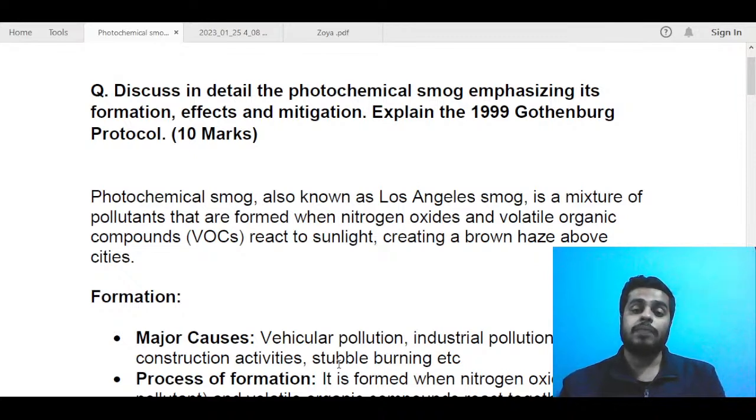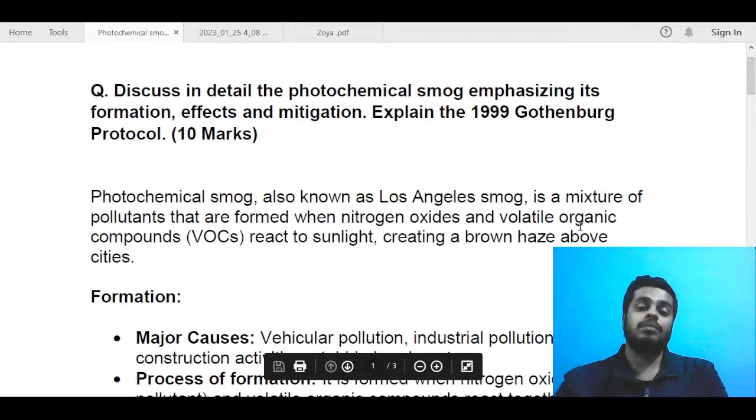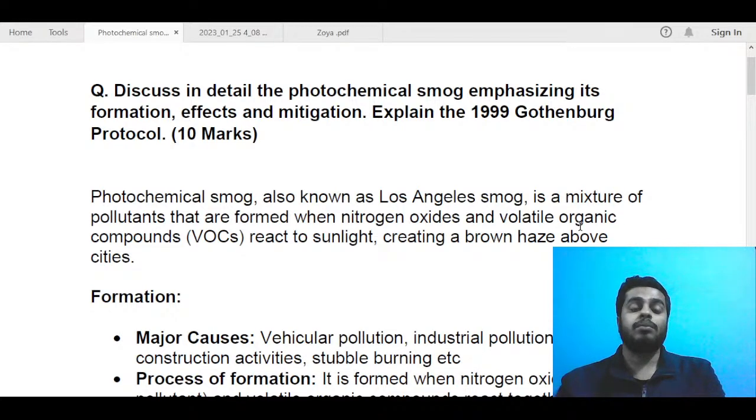Next, we had to explain the 1999 Gothenburg Protocol. This was a bit of a surprising question for students because this 1999 Gothenburg Protocol is not much in the news, and many people tend to ignore it if you don't go through the static portion and the major agreements that have come up when we embarked upon our environmental and climate change journey. If you don't go through that section, you will most probably miss this protocol, and then it would have been tough to write this in the exam hall.